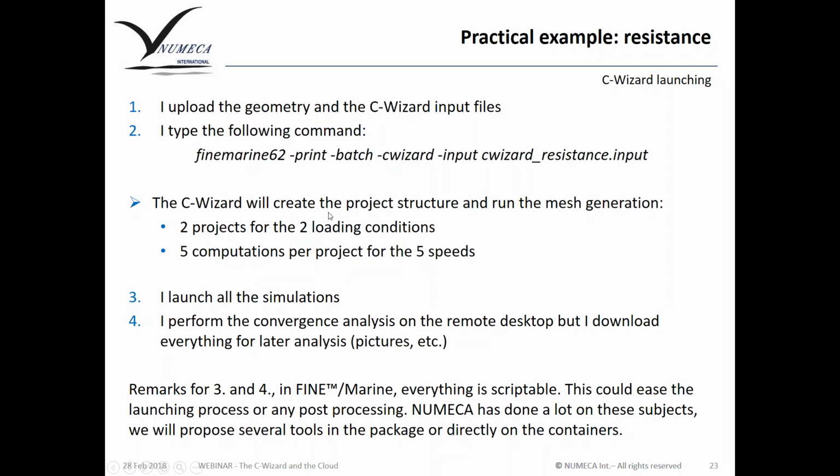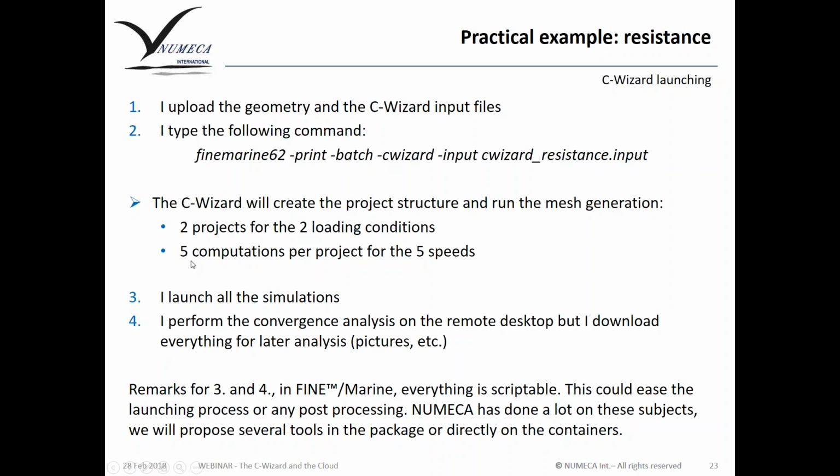Immediately, the C Wizard will create the project structure, followed by running the simulation, the mesh generation. So the project structure is the following: it will create 2 projects, because there are 2 loading conditions. And for each project, it's going to calculate or to propose 5 computations per project for the 5 speeds.